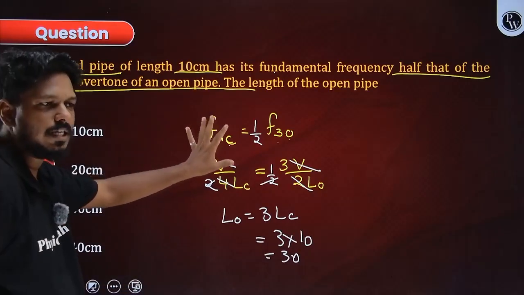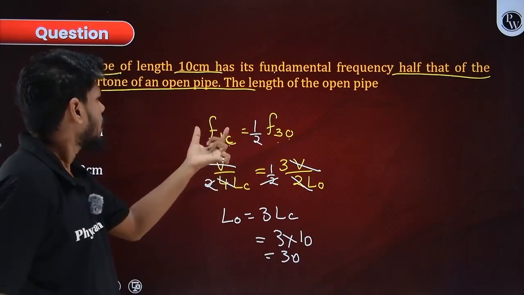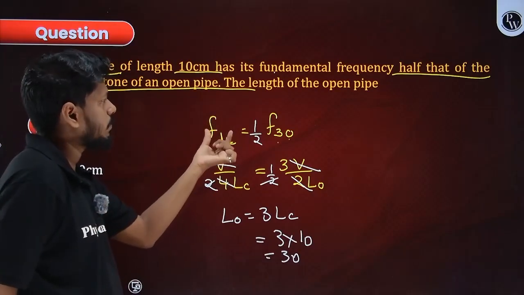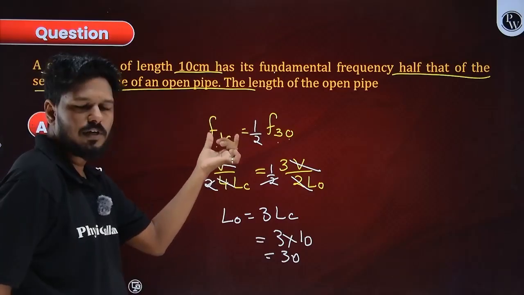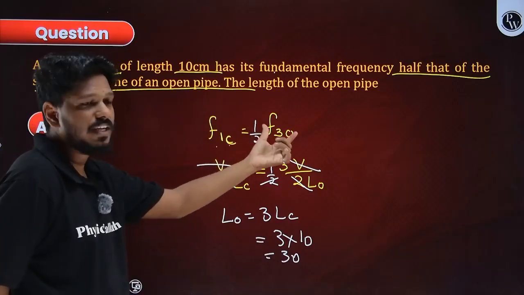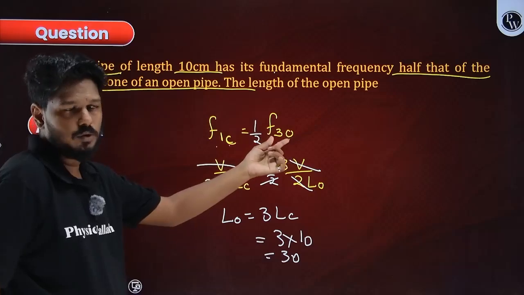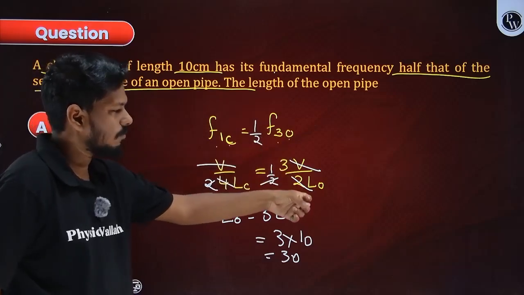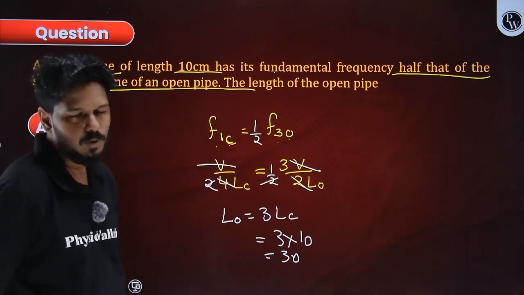So you should understand how to write this as an equation. This is a closed pipe, and the fundamental frequency of the closed pipe is half that of the third overtone. So the third overtone can be written as what? 3V by 2L. So half into 3V by 2L. Any difficulty?